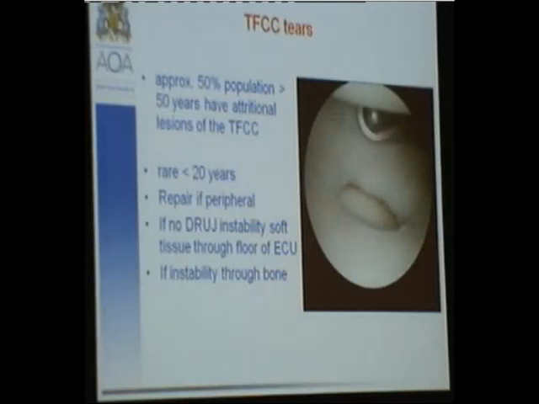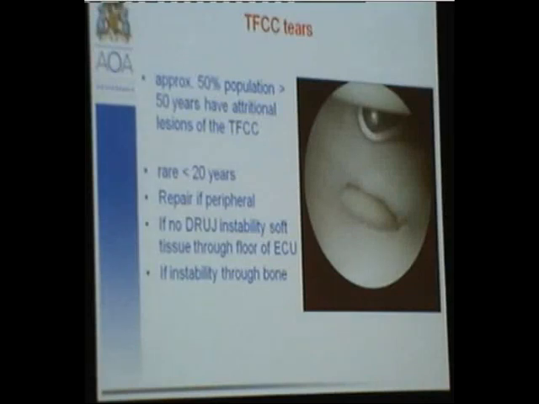I generally perform a soft tissue procedure for those with TFCC tears without instability, and for those with instability, I think you need to repair it through the bone because I don't think it's strong enough to cope with it. So this is just a quick scope of the ulnar side of the wrist.